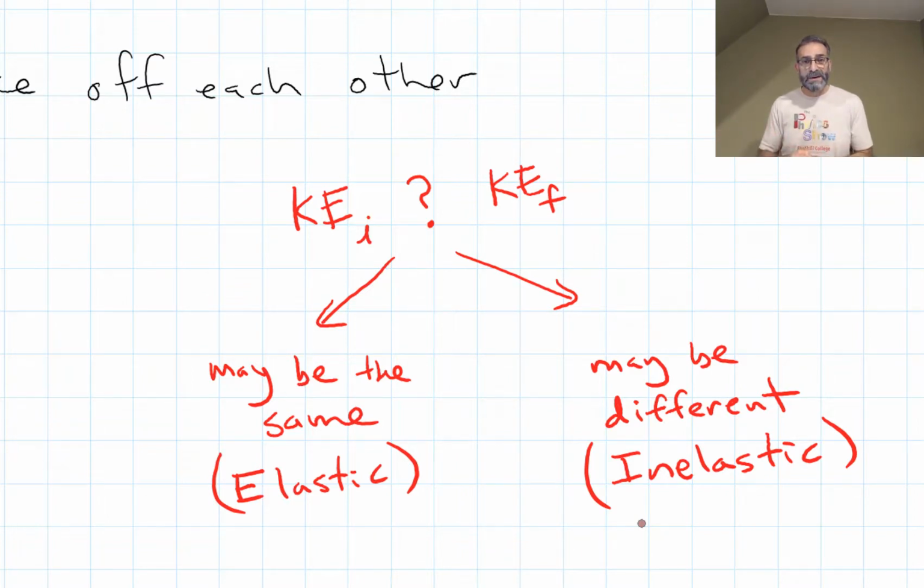How do we know? Well, we're either told this is an elastic collision. In the problem, they might tell us that. Or we can calculate the kinetic energy before and afterwards. We'll probably have to use other techniques to solve for the velocity or something. And then once we have that information, we can find the kinetic energy before the collision, the kinetic energy after the collision, and determine whether it was elastic or not.